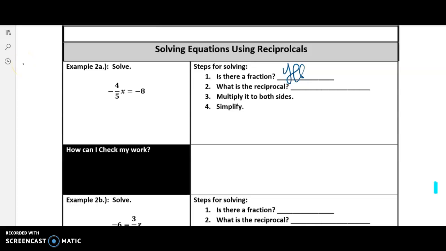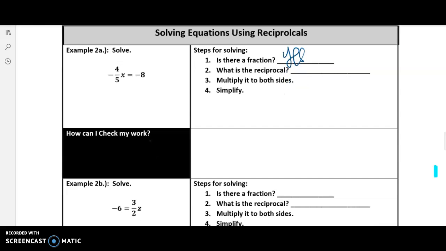We're starting solving equations using reciprocals, and you'll notice that there's a fraction. However, this is just saying that we're going to take negative 4/5 times x, and it's going to be negative 8. So when there's a fraction, you have to figure out what the reciprocal is. So this is the flipped fraction. So we have negative 5/4 as our flipped fraction. And so we're going to multiply that to both sides.